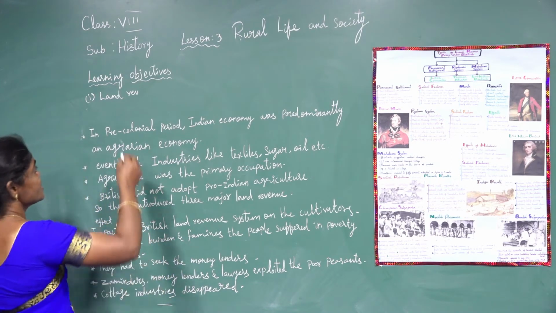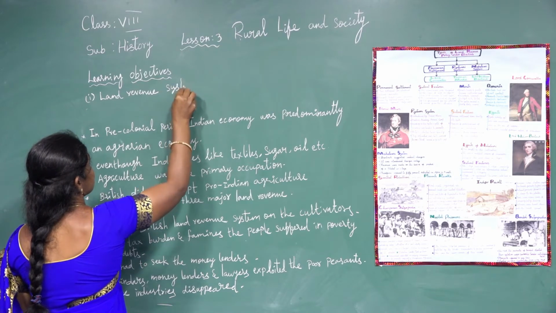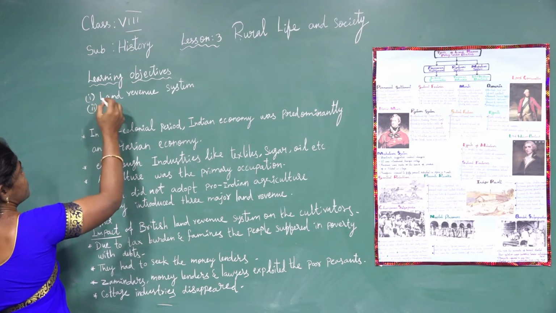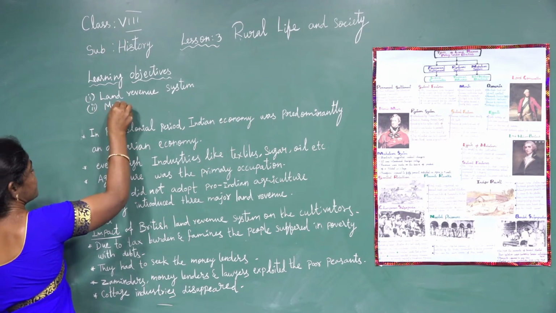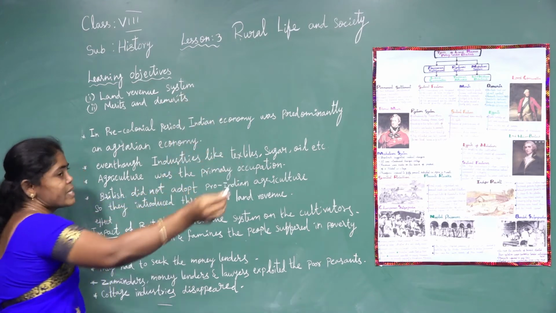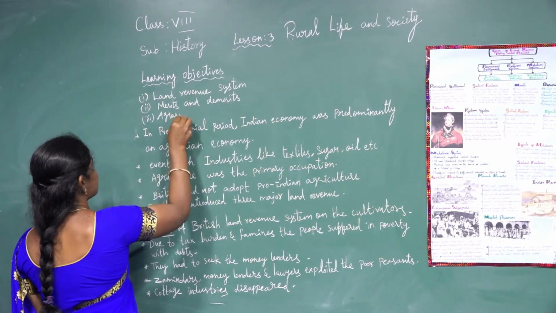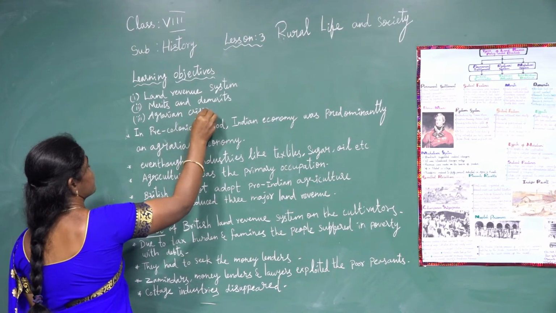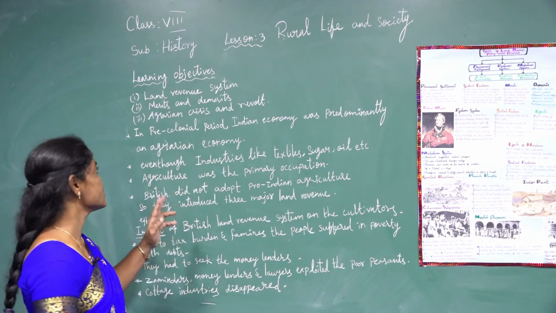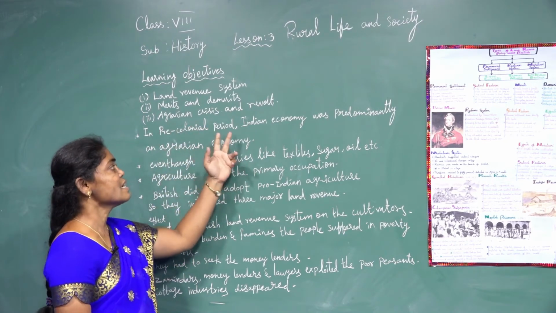First we will see the land revenue system. Second one is merits and demerits of the land revenue system. Third one is agrarian crisis and revolt. These are the learning objectives: land revenue system of the British rule, next, merits and demerits, agrarian crisis and revolt.